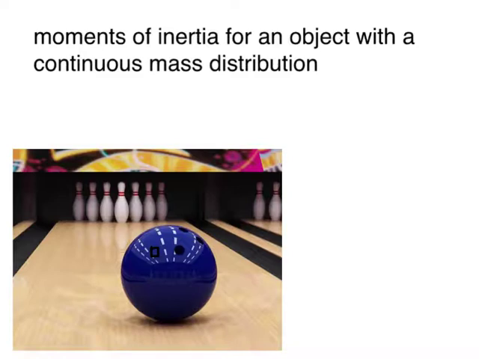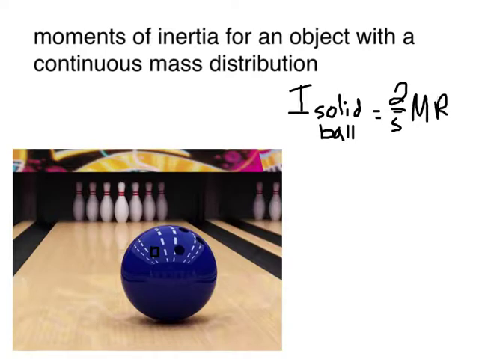Well, if you're not doing calculus-based physics, you can always look these things up for regular solids. For example, the moment of inertia for a solid ball is equal to 2/5 the ball's mass times its radius squared, for a rotation about an axis through the middle of the ball.